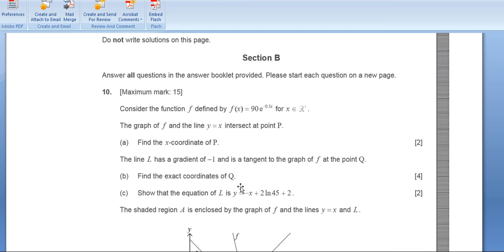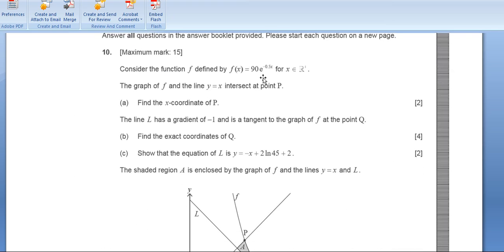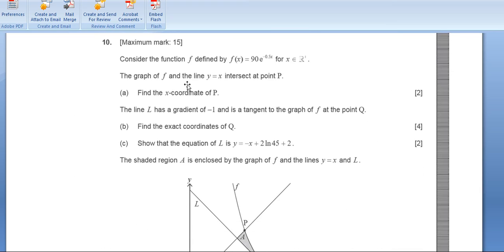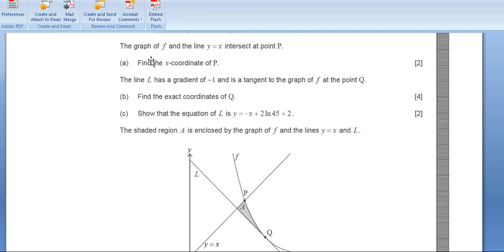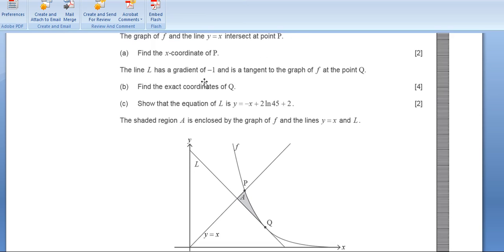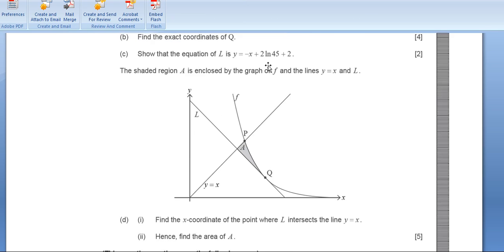Section B considers a function defined as 90 exponent minus 0.5x. The graphs of f and y equals x intersect at point P. Find the coordinates of point P. Line L has gradient minus 1 and is tangent to f at point Q. Find the exact coordinates of Q. Show that the equation of L is as given. The shaded region A is enclosed between the function f and the line y equals x.